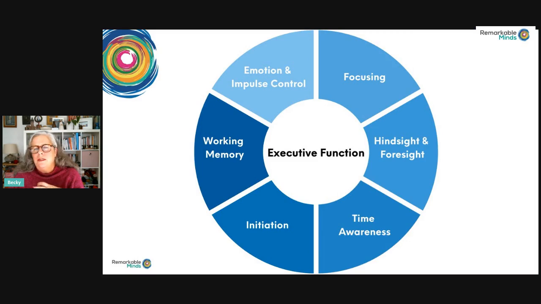So most neurodiverse people actually really struggle with executive function. So you've probably heard the term executive function. What is it? It's actually all of the things, all of the areas of life that as adults we're kind of expected to be really good at. So you can see here there's emotion and impulse control, working memory, initiation, focusing, hindsight and foresight, and time awareness. So these are areas of particular struggle for neurodiverse people. And there's a lot under them. There's a lot of things that come under them and a lot of different areas under these headings. But these are the big areas that neurodiverse people struggle with. And time awareness is the one that we're looking at today, isn't it? Because we're looking at time management, being able to manage your time.